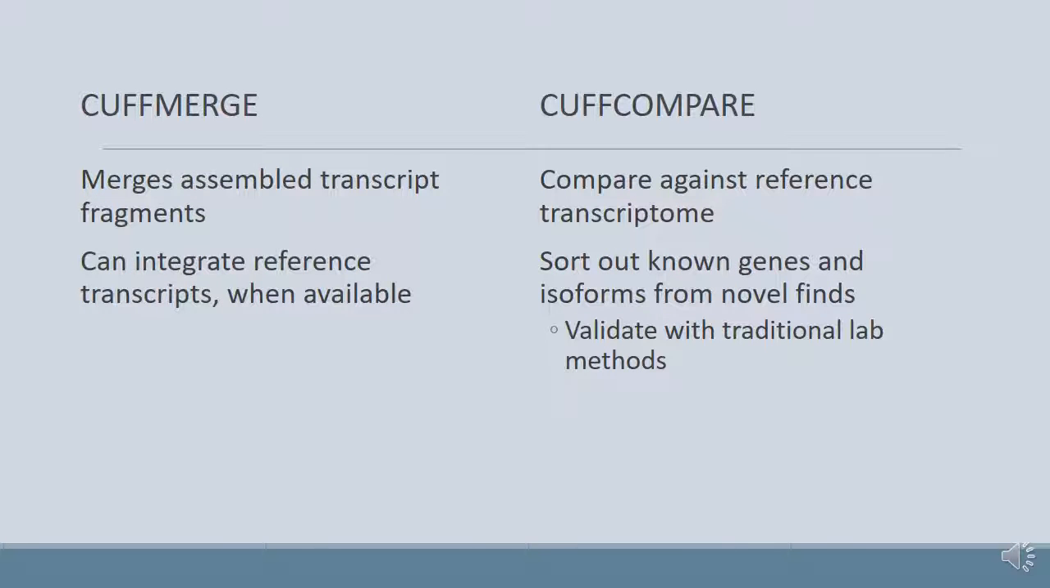CuffMerge is the next step. It merges the assembled transcript fragments from CuffLinks to reveal complete genes, and this is the final step in transcriptome assembly.